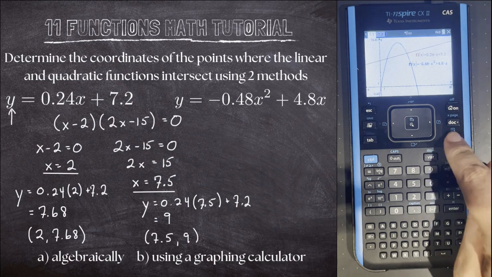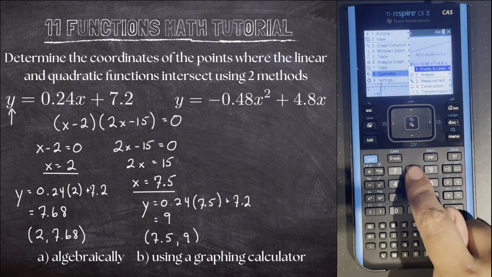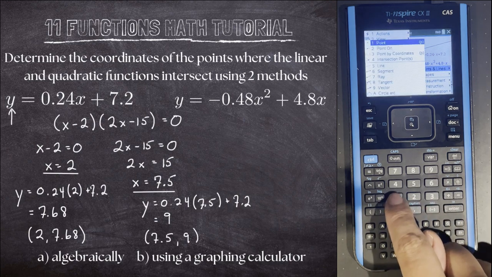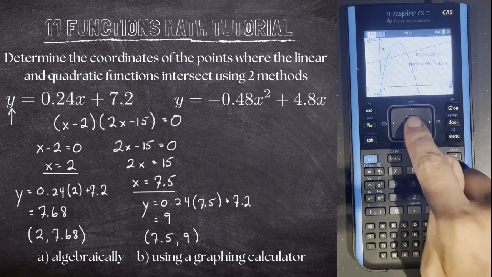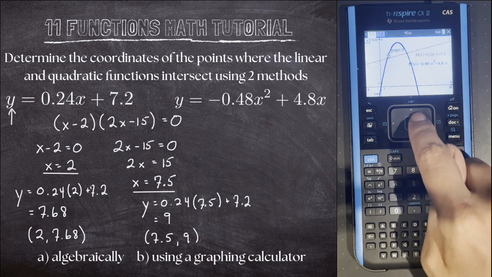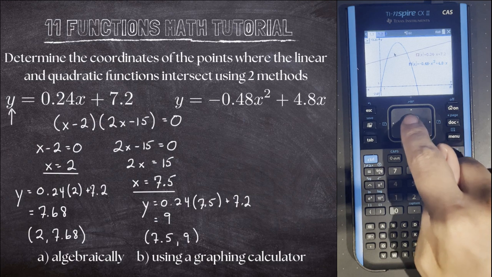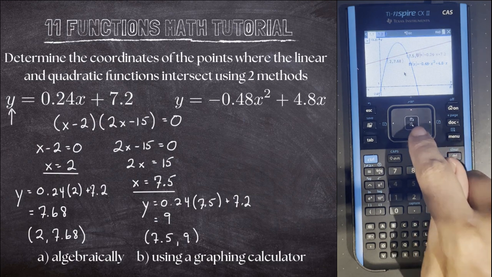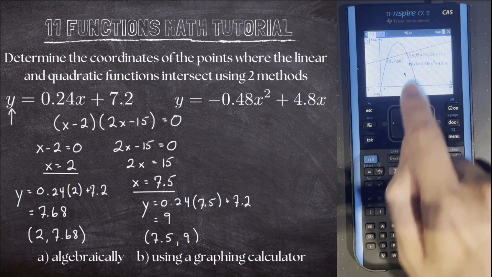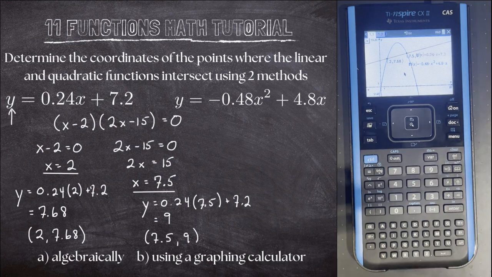Now we're going to go to Menu, then Geometry and Points and Lines, and I'm going to select intersection points. And now we can select this graph and this graph. When we do that, we get our two intersection points, 2 and 7.68, and 7.5 and 9.